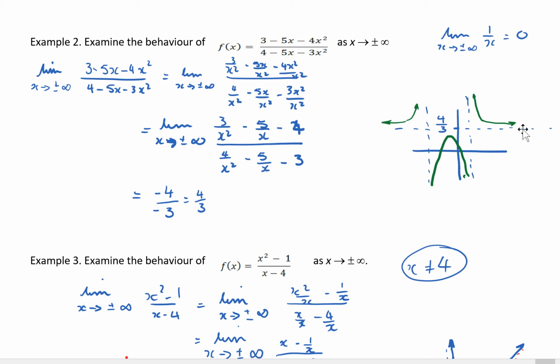And when the power of x is the same in both the numerator and the denominator, we might get a horizontal asymptote, and we might also get something very unusual happening around the center.